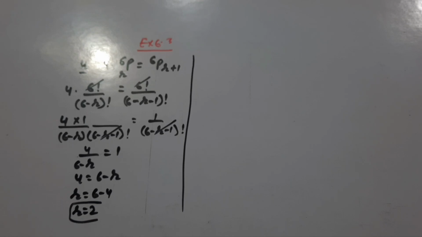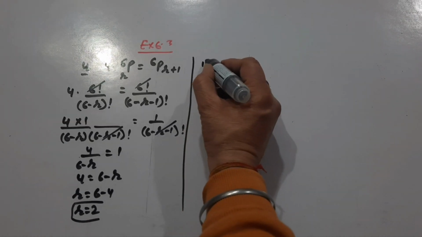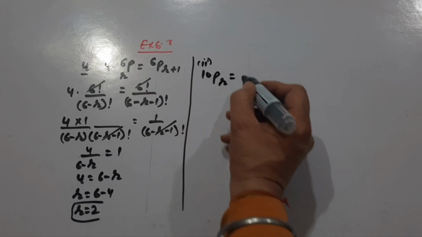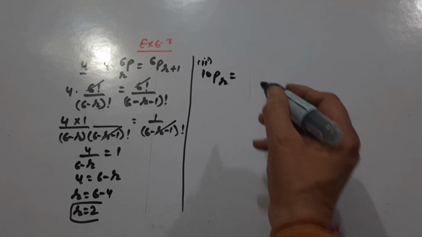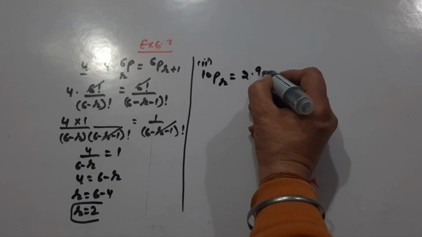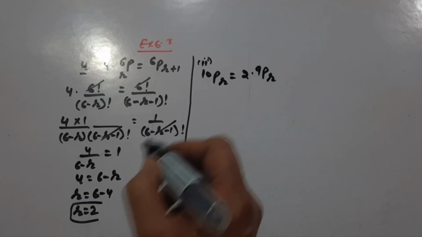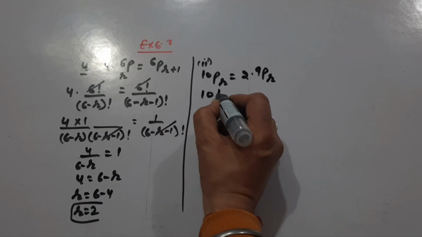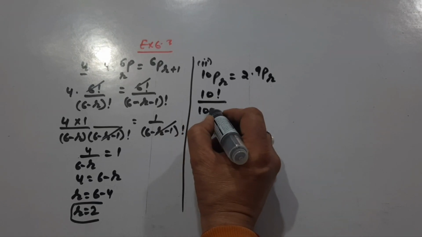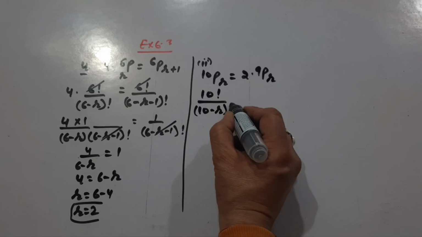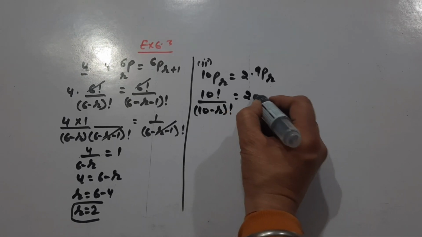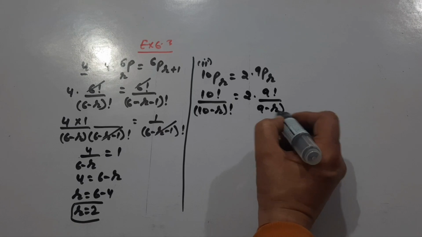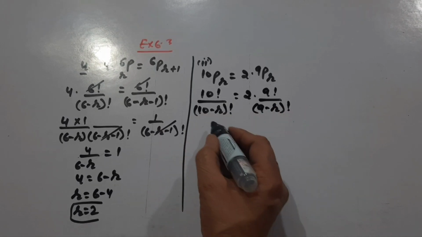Then we have the second part, which is 10Pr equal to 2 times 9Pr. So this is 10 factorial upon 10 minus r factorial equal to 2 into 9 factorial upon 9 minus r factorial.